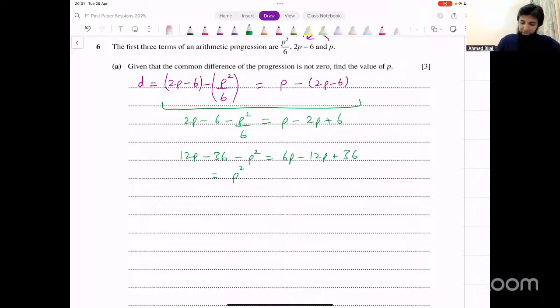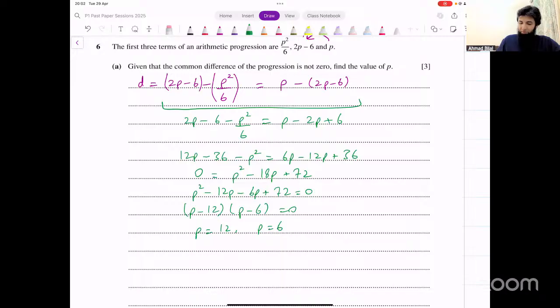Okay. p squared minus 6p and minus 12p from the other side. That gives us minus 18p. And then 36 plus 36 from the other side, that will become 72. Now we can solve this equation. Can we factorize? 72 is... 12 times 6 works. p squared minus 12p minus 6p plus 72 equals 0. We can factorize it like this. We get two factors, p minus 12 and p minus 6. So the value of p turns out to be either 12 or 6.